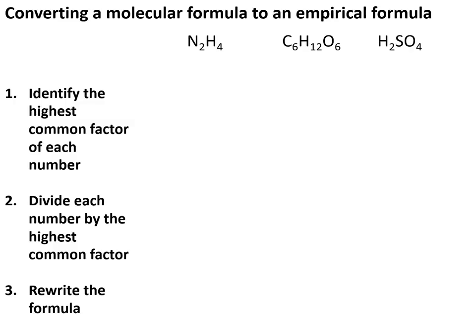An empirical formula is the molecular formula of a compound re-expressed as a ratio in its simplest terms. And to do this, we're going to follow 3 steps. So the first thing is to identify the highest common factor of the numbers in the formula, then divide each number by the highest common factor, and then rewrite the formula. So we'll start with this one example here, N2H4, which is hydrazine.